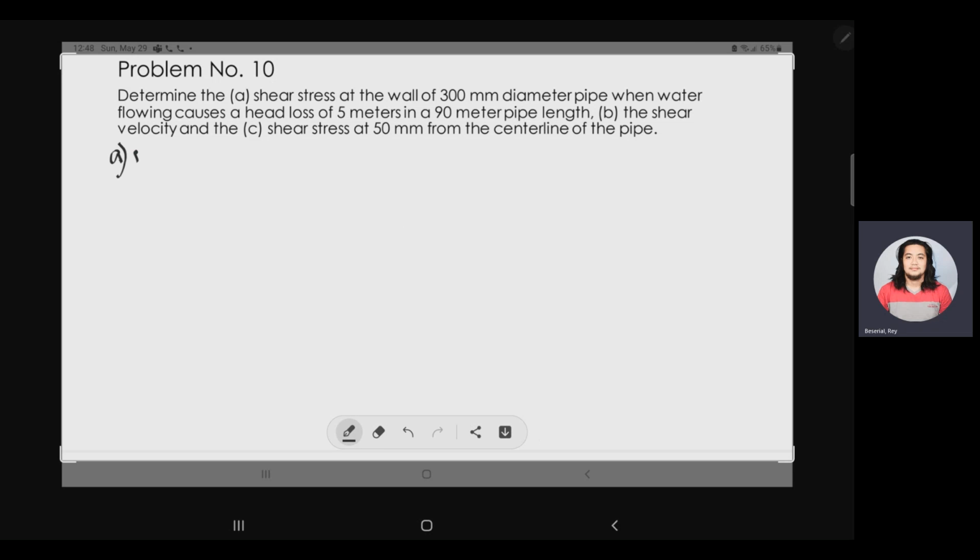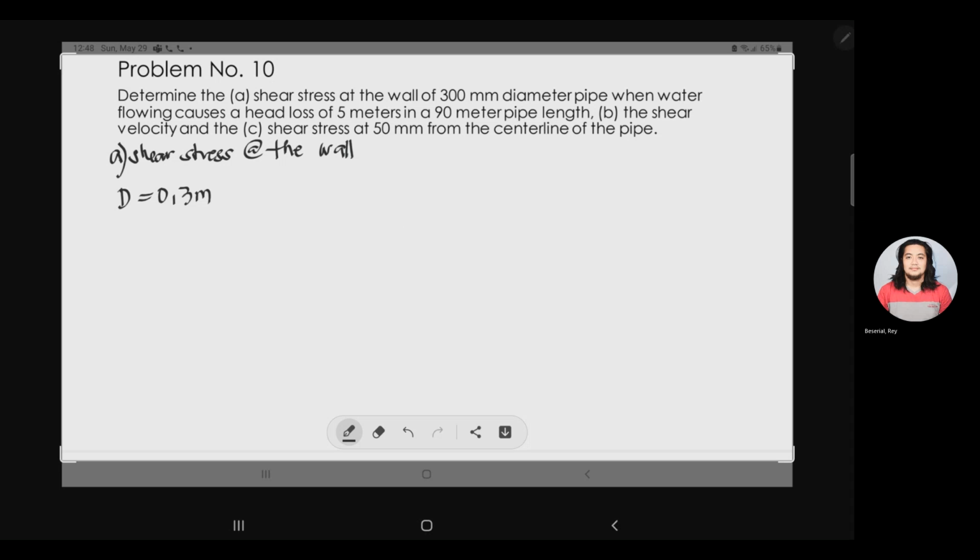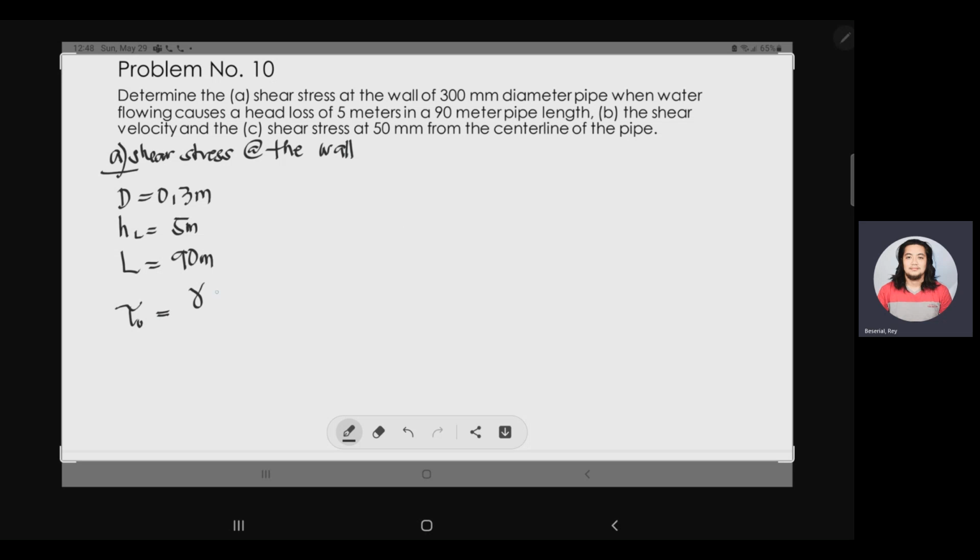Okay. So shear stress at the wall. Merong diameter na 0.3 meters. And then merong head loss na 5 meters. And then length na 90 meters. Okay. So yung ating formula for this letter A is the same na sa number 9. Okay, so shear stress, P sub O is equals to unit weight nung ating fluid times sa ating head loss times sa diameter over 4 times length.